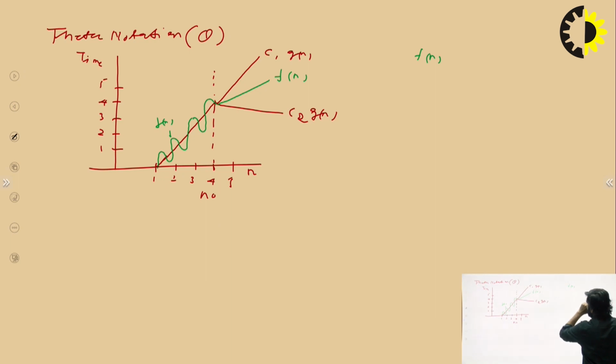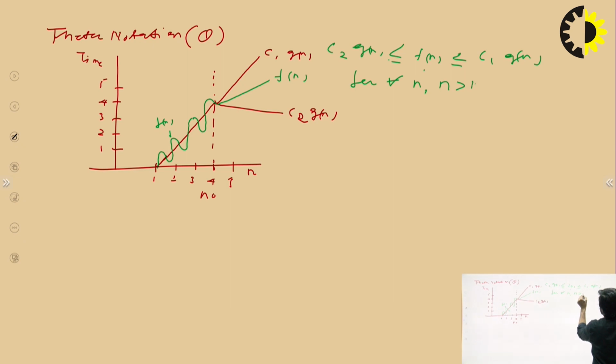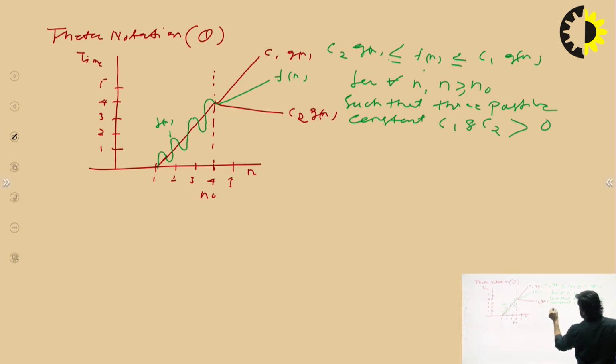Now we just check the function. f of n is less than or equal to C1 g of n, or f of n is greater than or equal to C2 g of n. This is denoted as theta notation. Now observe it. For all values of n, n is greater than or equal to n naught, such that there exist positive constants C1 and C2 greater than 0 and n naught greater than or equal to 1.